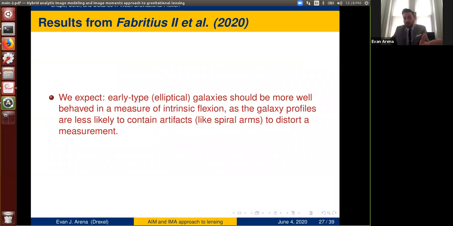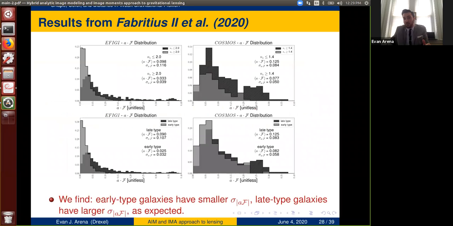So back to the assumption that I mentioned, it's expected that early type or elliptical galaxies should be more well-behaved in a measure of intrinsic flexion, as the galaxy profiles are less likely to contain artifacts like spiral arms to distort the flexion measurement. Here's a result of testing that assumption against these two galaxy catalogs. We see the low redshift F&G catalog on the left and the high redshift Cosmos catalog on the right.